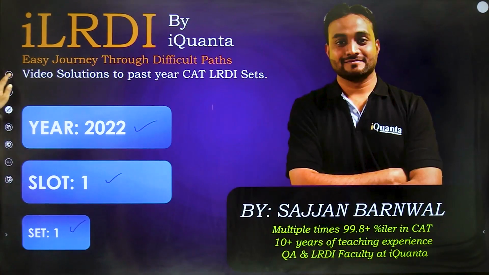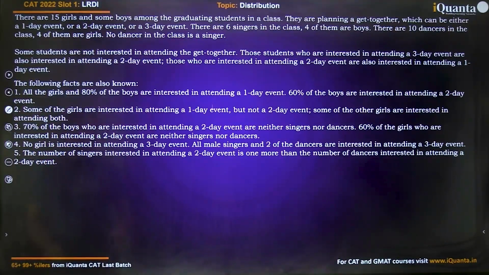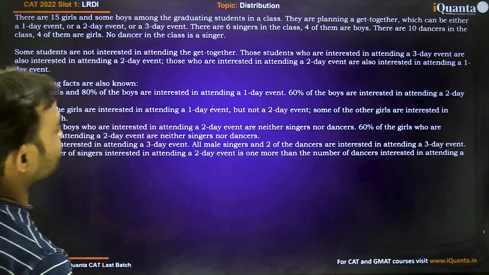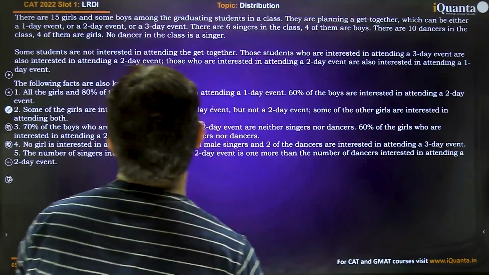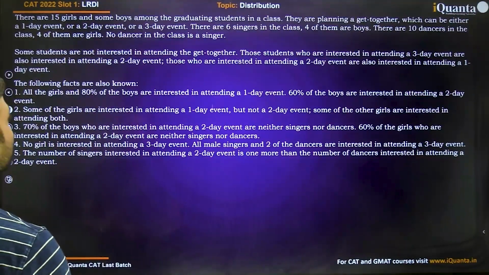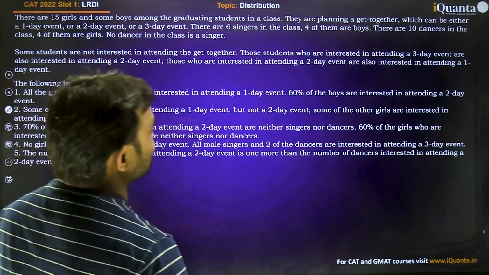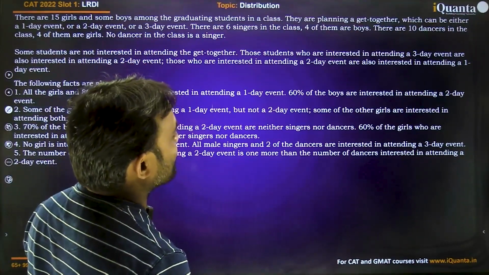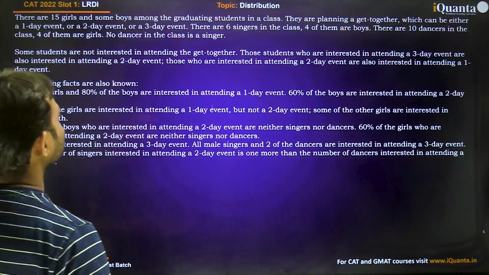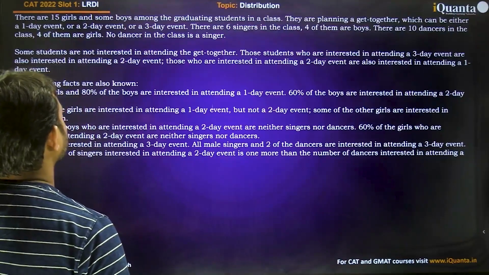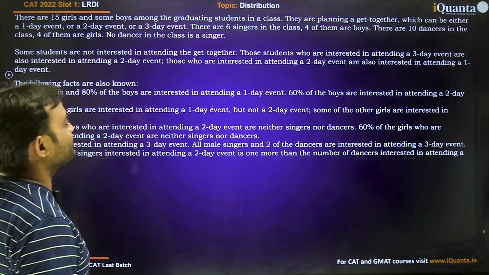So let's start. This set is about 15 girls and some boys among the graduating students in a class. They are planning a get together, which can be either a one-day event, a two-day event, or a three-day event. There are 6 singers in the class, 4 of them are boys. There are 10 dancers in the class, 4 of them are girls. No dancer in the class is a singer. It's also given that some students are not interested in attending the get together.